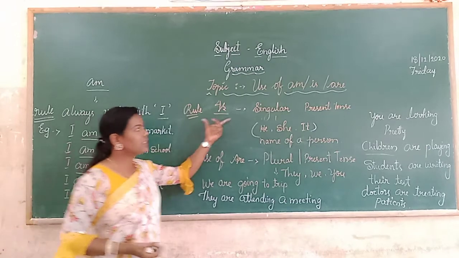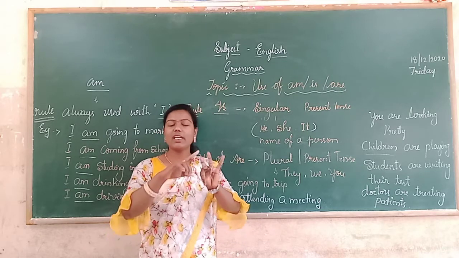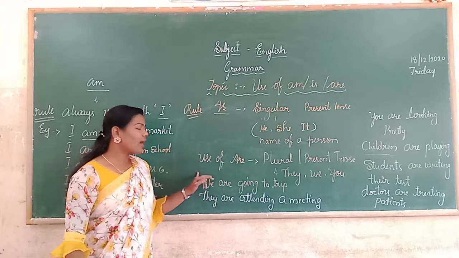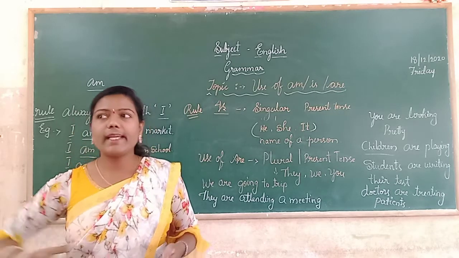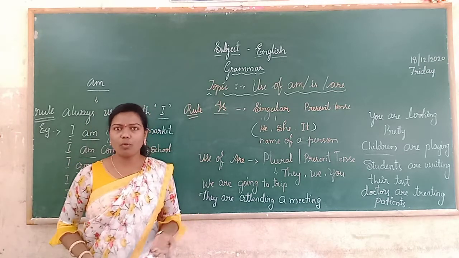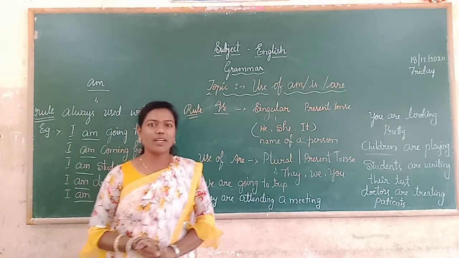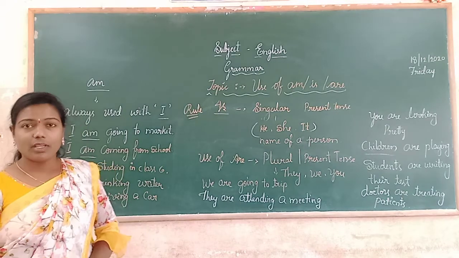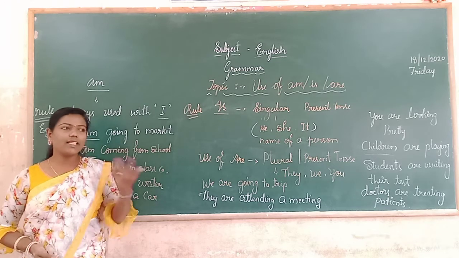And next one is. Boy. He is a clever boy. He is a tall boy. And he is going to market. He is coming home. And he is traveling in the train. And he is studying in class 6. And he is eating an apple. And he is drinking milk. He is driving a car.